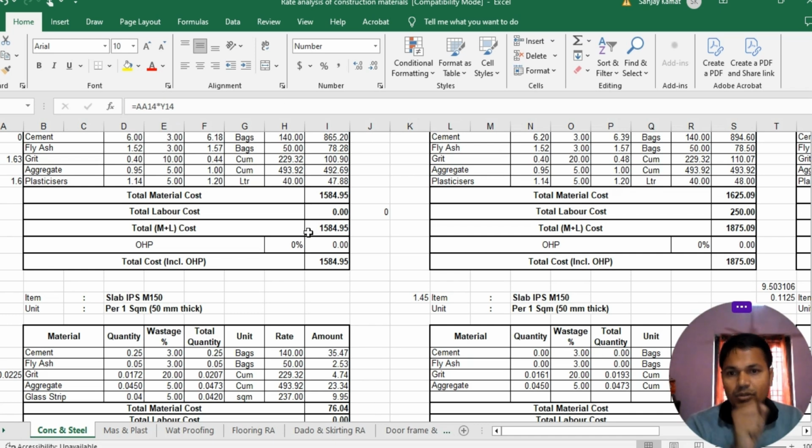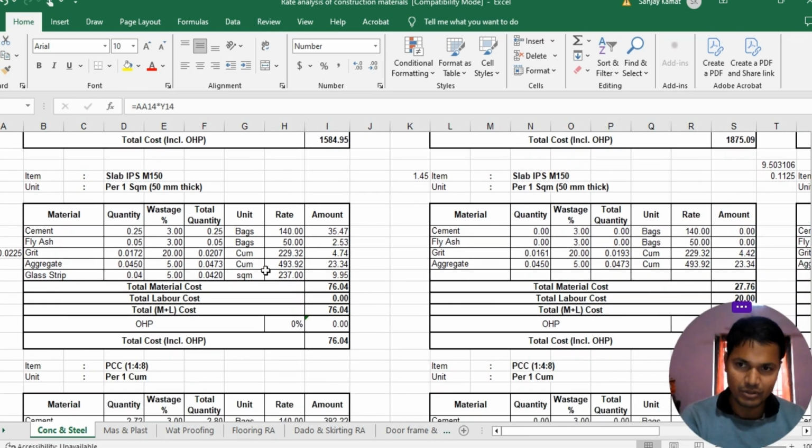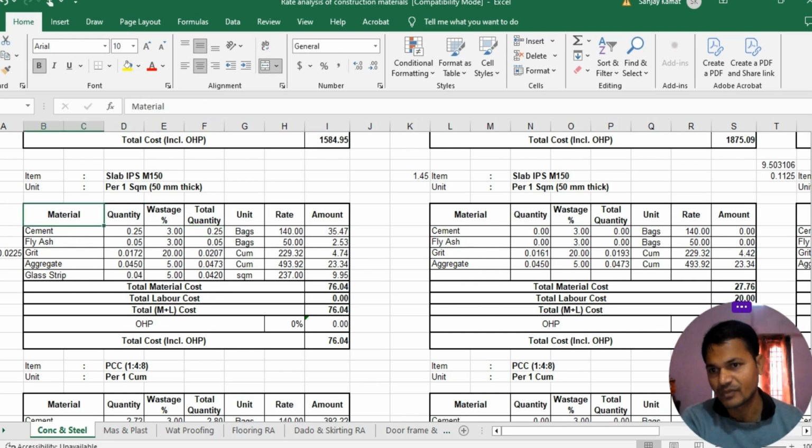So this time we are going to do the rate analysis for the slab. The material column will have no change, the quantity column will have no change, and the wastage will have no change. You don't have to change these. The topics will be the same, only the values will increase or decrease. The topic will be constant.